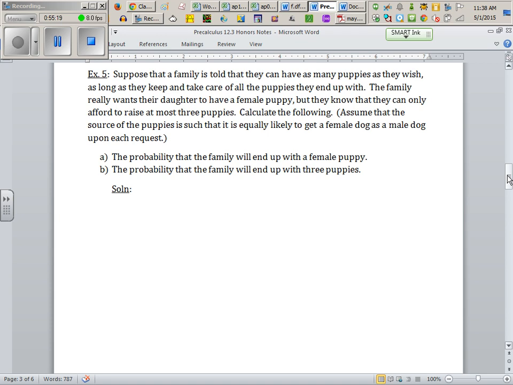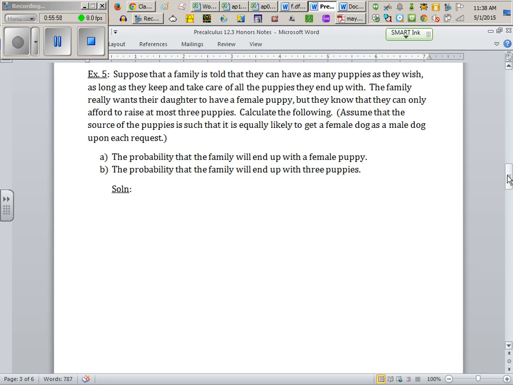The second one is, what is the probability that the family ends up with 3 puppies? These are completely different problems with different sample spaces. Neither of them are hard, but they take some thinking. So the first question is not telling us how many times orders were done. You see that? There's no way to tell how many orders were made in this first one. But you would assume the worst case scenario, 3, because you want to count the number of females.